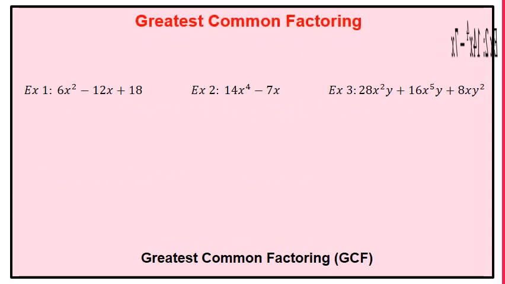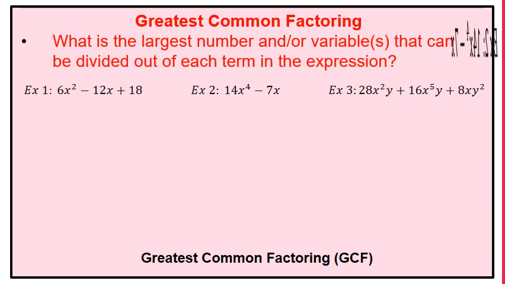All right, let's take a look at greatest common factor. This should be the easiest part to remember. This goes back to our Algebra 1 days of finding our GCF. So greatest common factoring, we're looking for the largest number and or variables that can be divided out of every term in the expression.